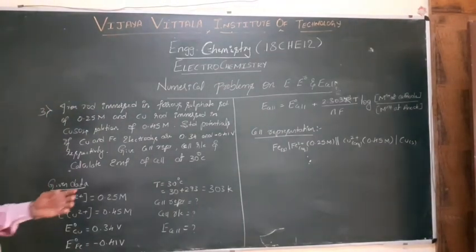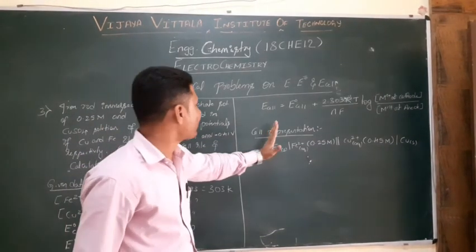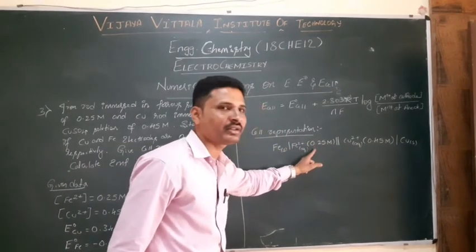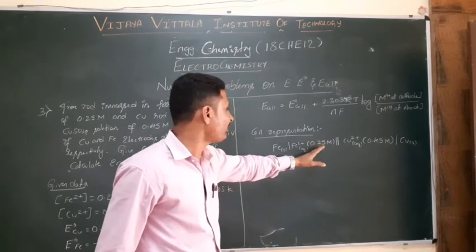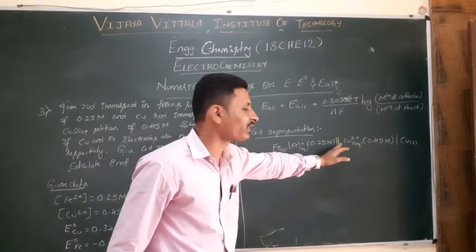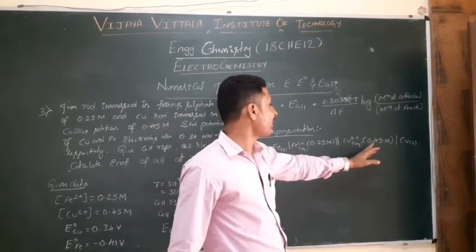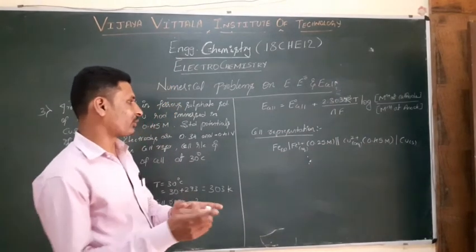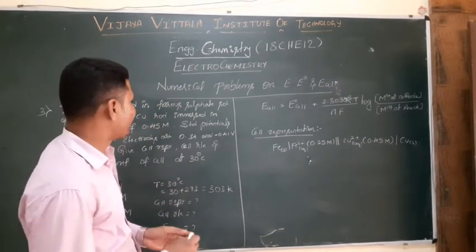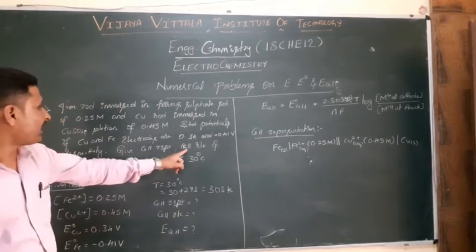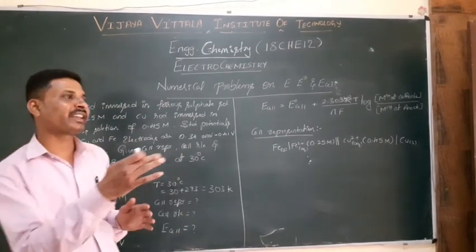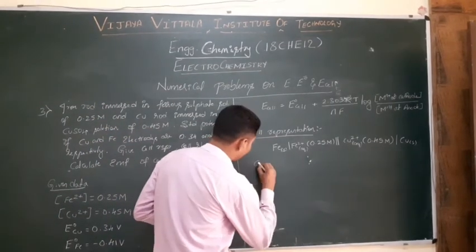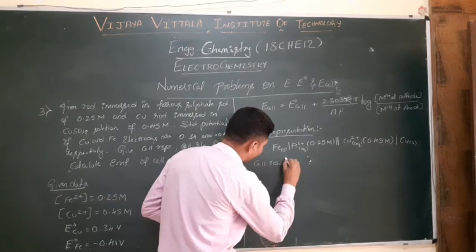So this is how we represent the cell. First we need to write the anode, electrolyte with the concentration. We have to mention here, and the double slash represents the salt bridge, then the cathode electrolyte, and then at last the cathode, with a single slash before the cathode. Right. Then the cell reactions, or net cell reactions.